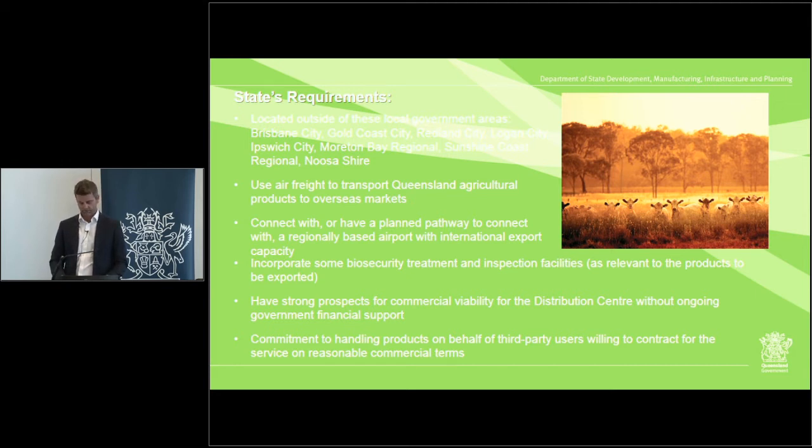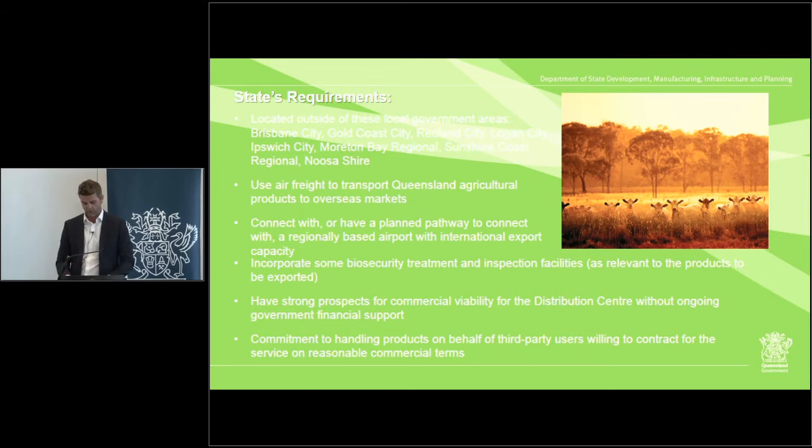The proposed distribution centre must use air freight to transport Queensland agricultural produce to overseas markets and connect with, or have a planned pathway to connect with, a regionally based airport with international export capacity. The centre must also incorporate some biosecurity treatment and inspection facilities as relevant to the products to be exported. Biosecurity facilities for exports are regulated by the Australian Government under the Export Control Act.